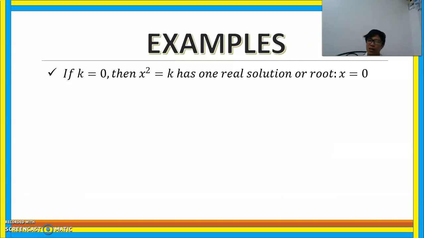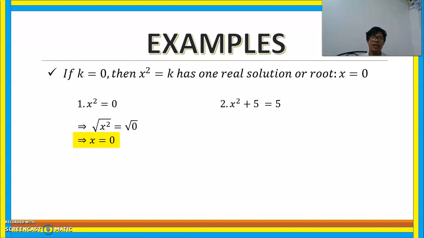If k is equal to 0, what do you think is the answer? There is only one real solution, and that is only 0. Let us proceed. If x squared is equal to 0, by applying extracting square root, we have square root of x squared equals square root of 0. So square root of x squared is x, while square root of 0 is only 0. There is no negative 0 and positive 0. There is only one real solution and that is 0.